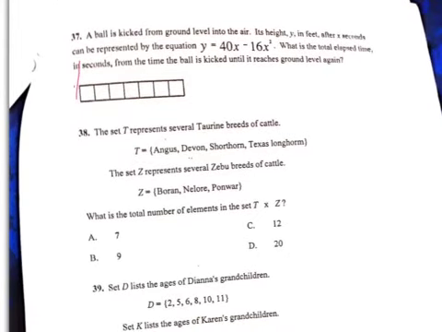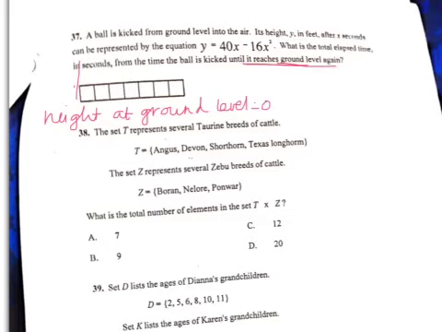Okay, for number 37, we are thinking about this question. It says, what is the total elapsed time from the time the ball is kicked until it reaches ground level again? So you have to know what it means to be at ground level. The height at ground level is equal to 0. And in our equation, the height is given in terms of y. So basically, you're going to be letting y equal 0 and solving.